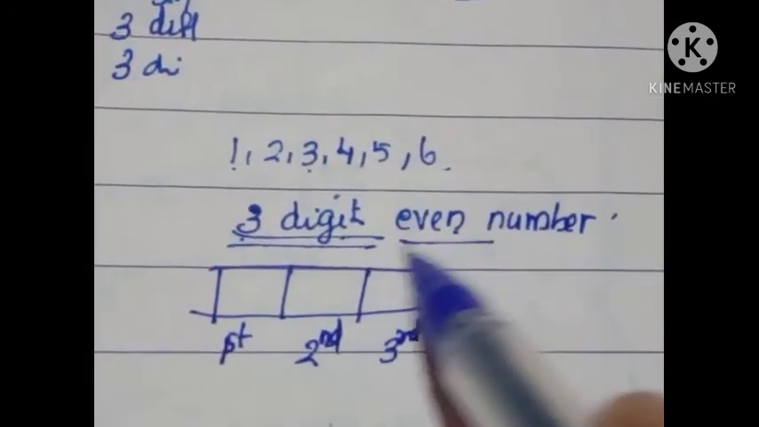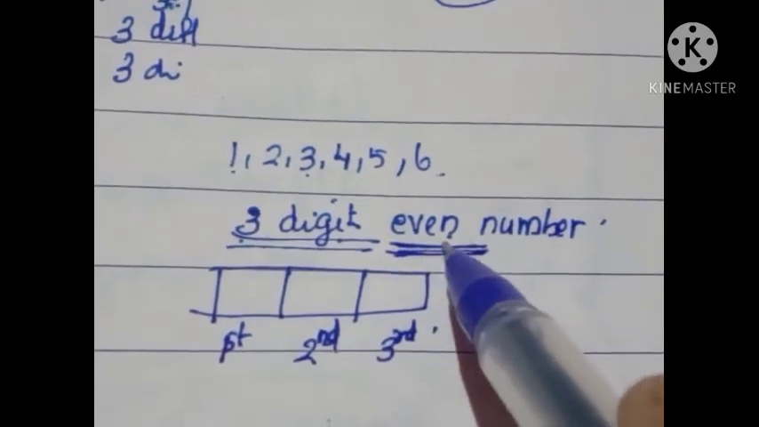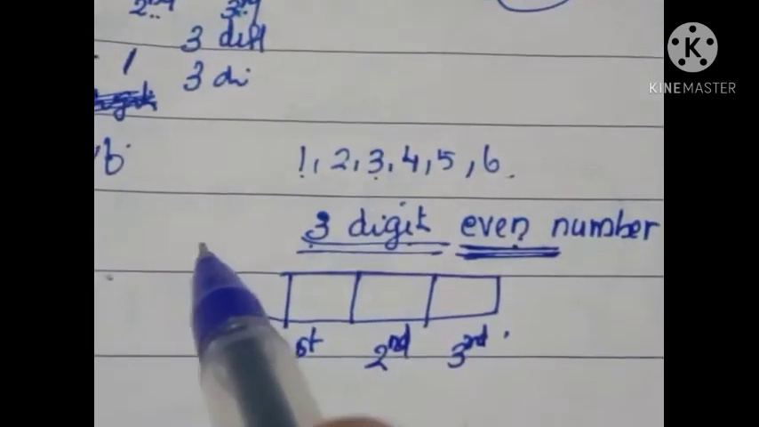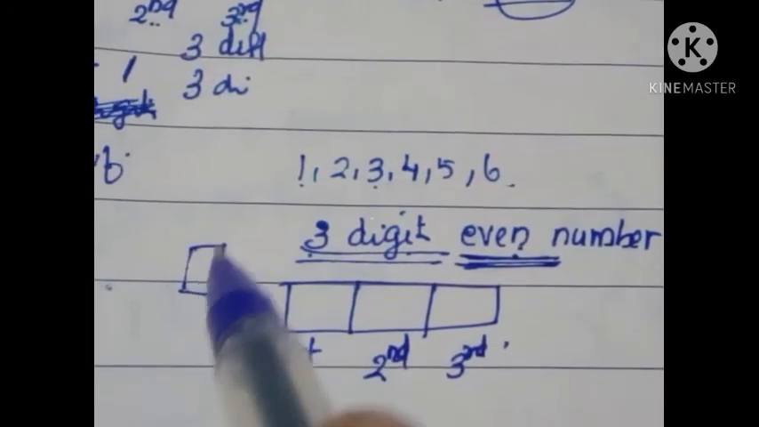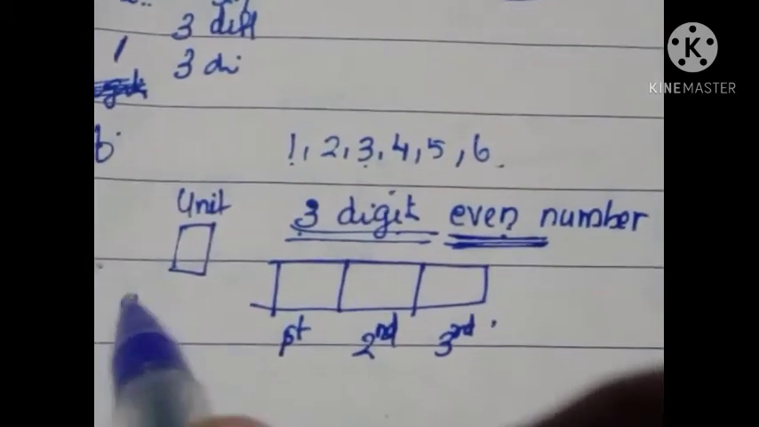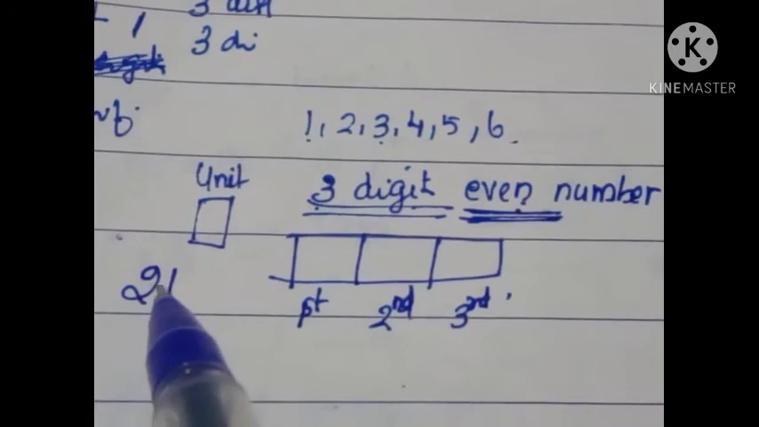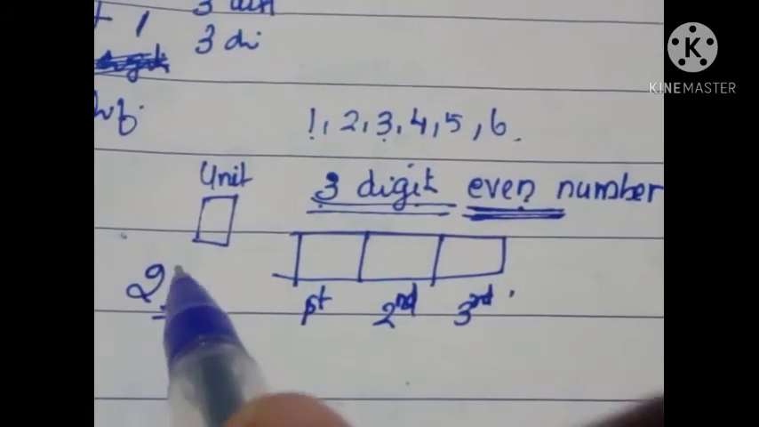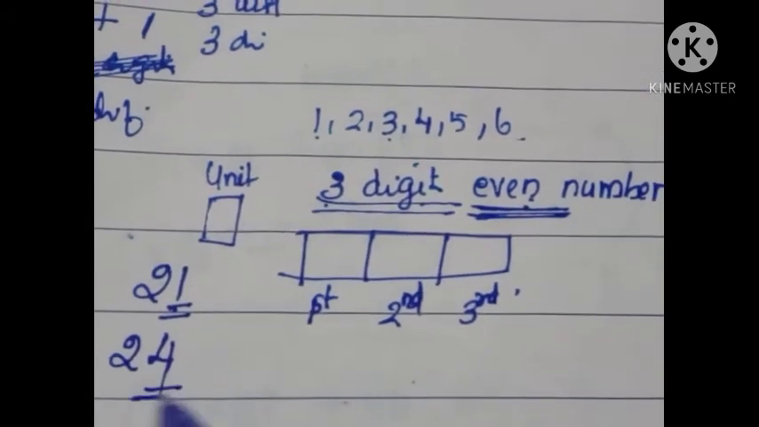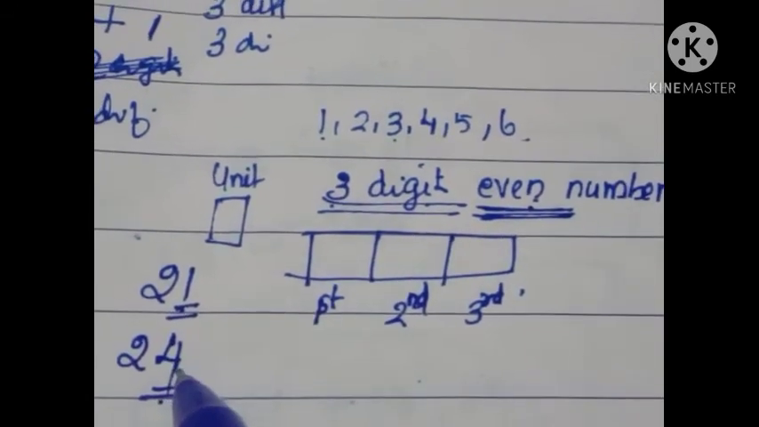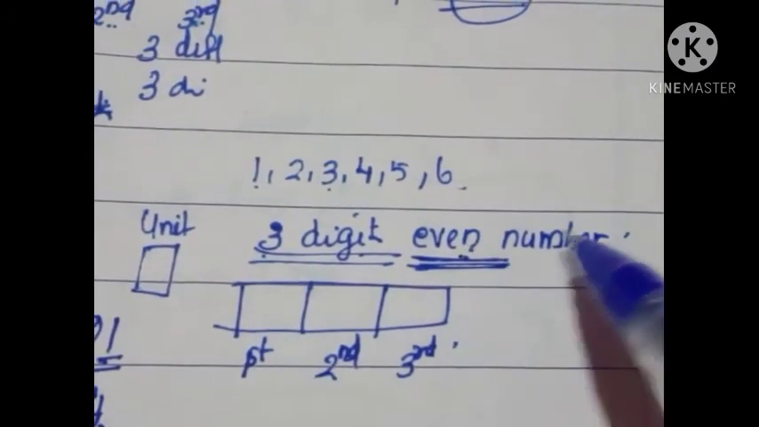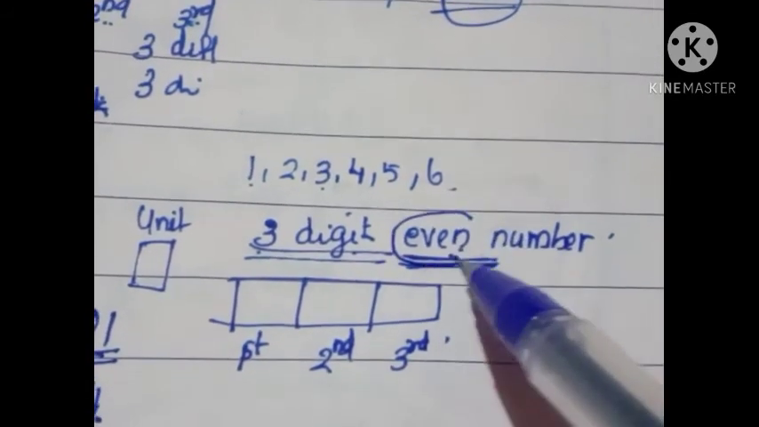We need an even number. That's very important. When we say a number is even or odd, its unit place determines it, isn't it? Suppose 21. Is it even? No, it is odd because the unit place is 1. 24. Is it odd? No, it is even because the unit place is occupied with 4. So the unit place determines whether the number is even or not.